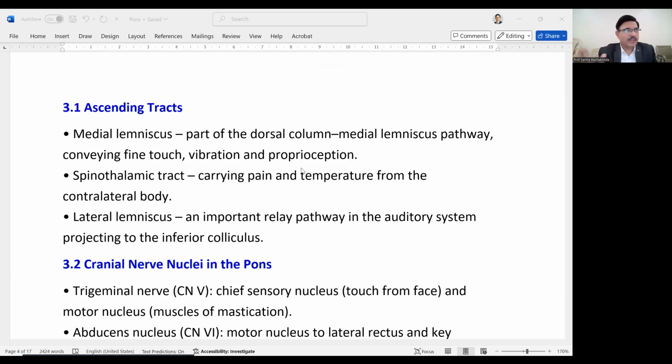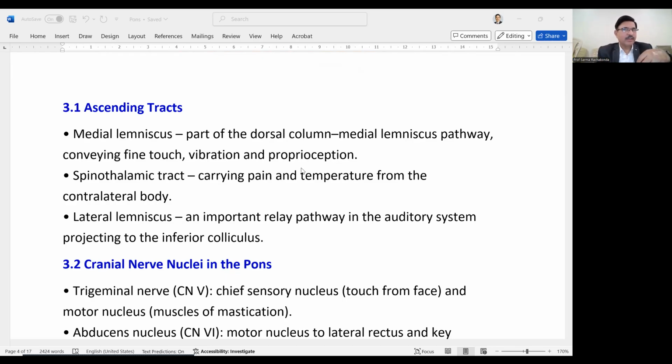Lateral to that is the spinothalamic lemniscus, which is called the spinal lemniscus. And next to that is the lateral lemniscus. The lateral lemniscus is the auditory one. Actually, there should be trigeminal also in that, but that will be missing here. Trigeminal is starting here. There is no trigeminal lemniscus. If you go above, you will have the trigeminal lemniscus.